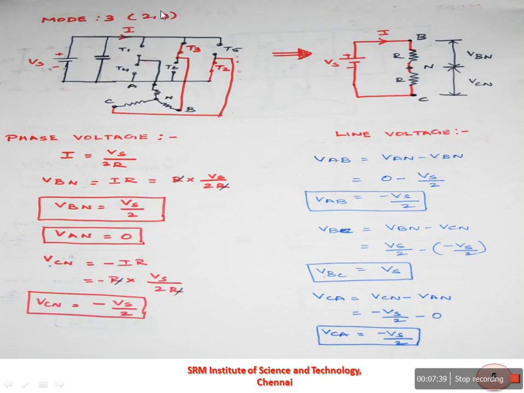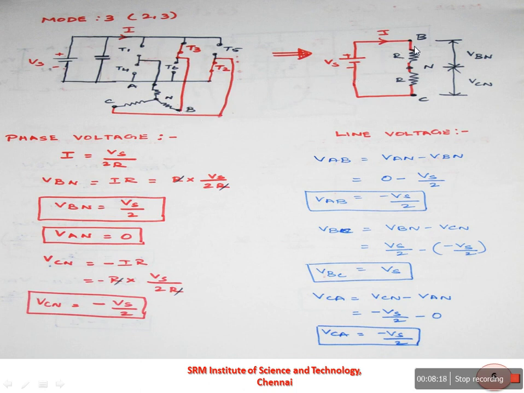Now coming to mode 3 operation, thyristor 2 and 3 are conducting, which means thyristor 2 and 3 are going to act as a closed switch. Thyristor T1, T4, T6 and T5 are going to act as an open switch. So here the phase B has been connected to the positive of the supply through thyristor T3 and phase C has been connected to the negative of the supply through thyristor T2. So this circuit can be simplified as an equivalent circuit like this, which consists of only B and C phase.